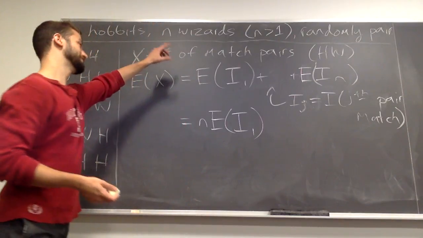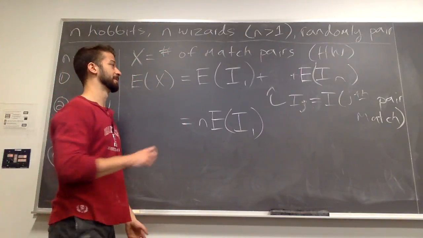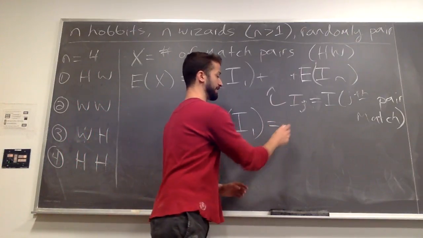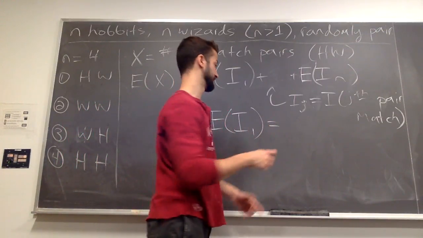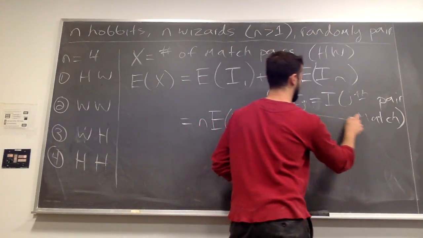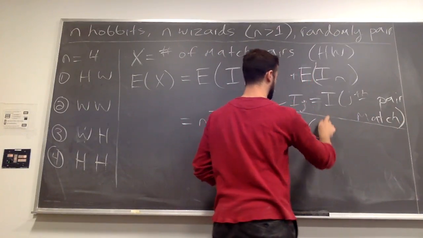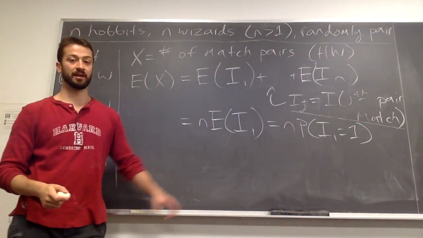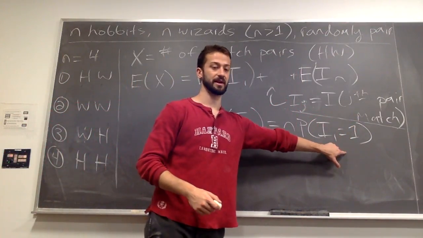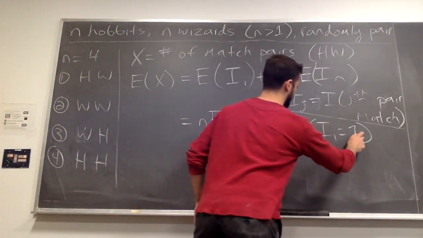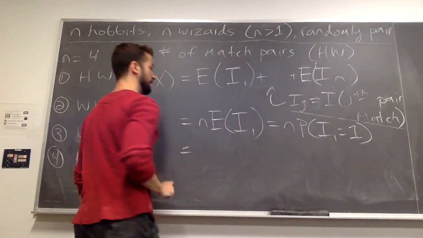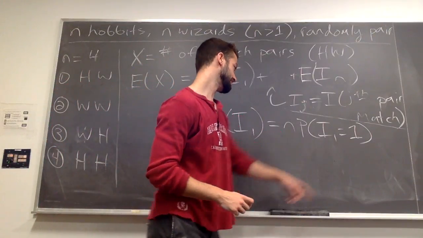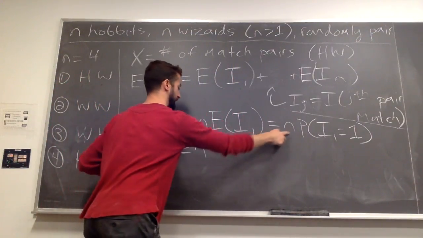Pretty good for us, right? We started with this pretty nasty setup. We broke it down, and now we're just looking for one expectation. And we can even use the fundamental bridge to go from expectation to probability. This is n times the probability that I1 equals 1, aka the probability that the first pair is a match. And this is actually not a terrible probability to find, as we're going to see. Okay, so what's the probability that the first pair is a match? First, let me copy my n.